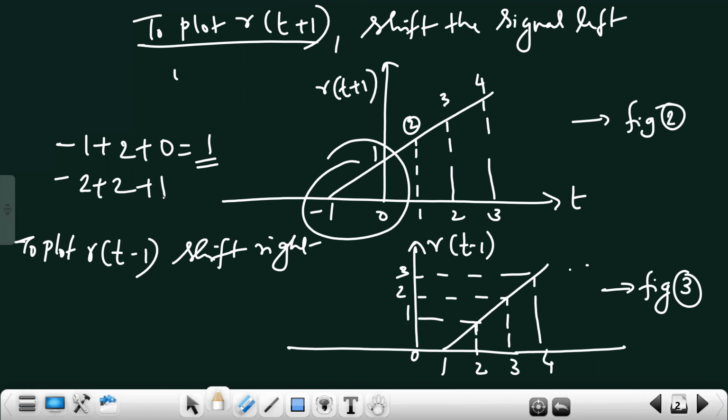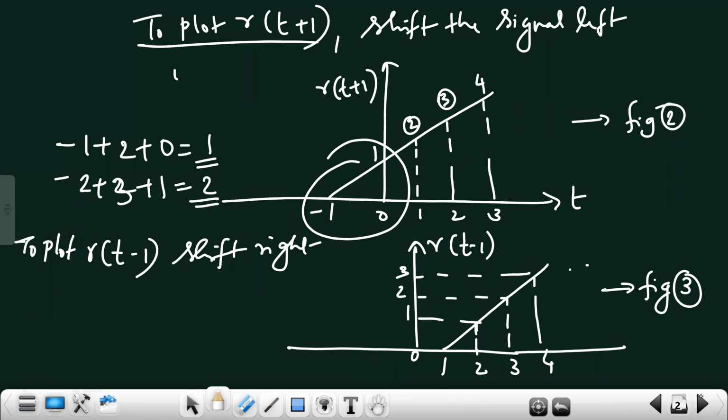Any error? Sir, it's +3, sir. Plus 3. The second term, yeah, so it's plus 3. So -2 plus 3 plus 1. Yeah, correct. At t is equal to 2, you are having plus 3. So -2 plus 3 plus 1, which means your answer will be 2.